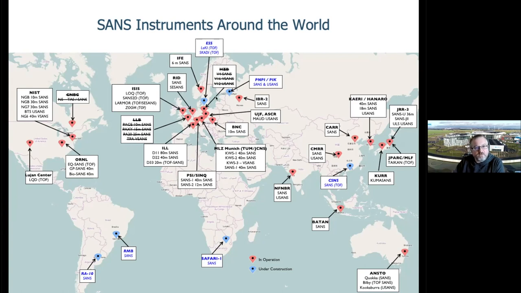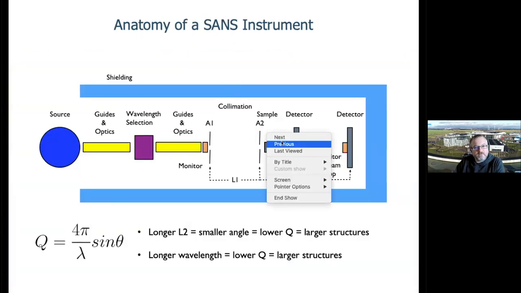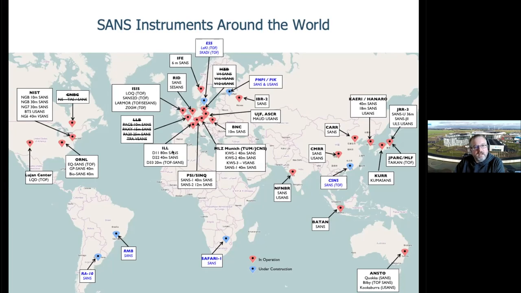You can see that in Europe, we have quite a few. Unfortunately, with the closure of LLB and HZB, we have lost quite a few SANS instruments. Although with LLB, they are planning to move a SANS instrument to ILL and one to PSI. So those will be rehoused and will get a new life. But you can see that even some of the smallest reactor sources will have a SANS instrument, and so there's plenty of choice of where you can go to do your experiments.